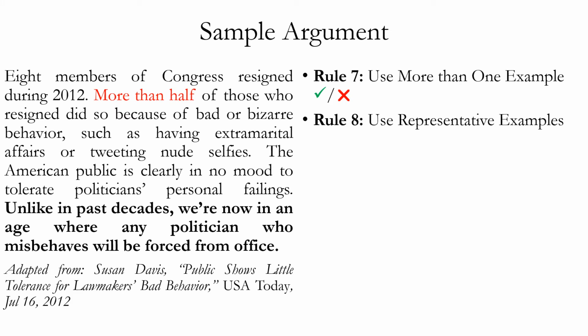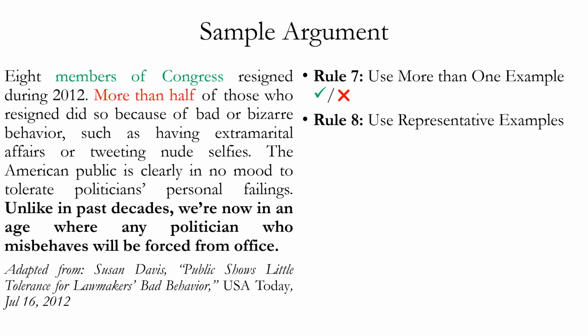Does this argument use representative examples? In order to determine how well the argument follows this rule, we have to remember what the argument is about. The argument's conclusion says we're now in an age where any politician who misbehaves will be forced from office. So the population that the generalization is about is all politicians. And sometimes you have to use some context to figure out what the exact population is. It's possible, since this article was published in USA Today, presumably by an American author, that it's only supposed to apply to the United States. So that's another thing that can be a bit tricky, but you have to do some interpretive work. What is the likely population that's being generalized about based on the context given by the argument?